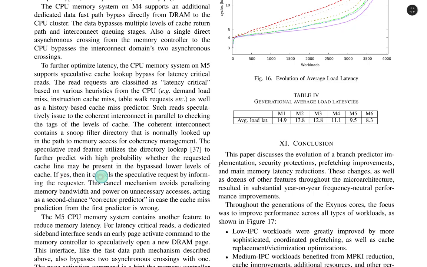Otherwise, it cancels the speculative request by informing the requester. This cancel mechanism avoids penalizing memory bandwidth and power on unnecessary accesses, acting as a second chance to correct the predictor in case the cache miss prediction from the first predictor is wrong.